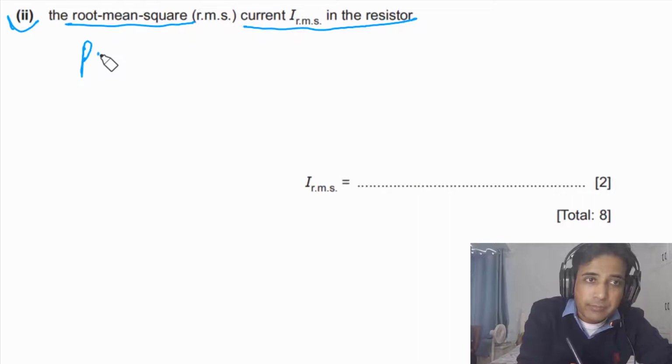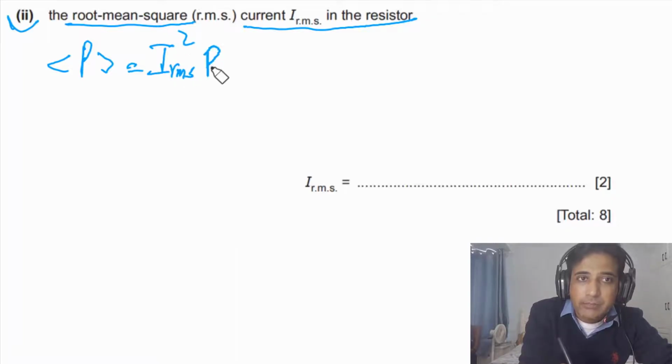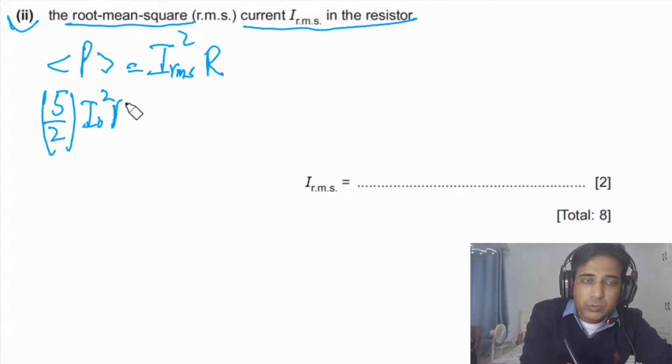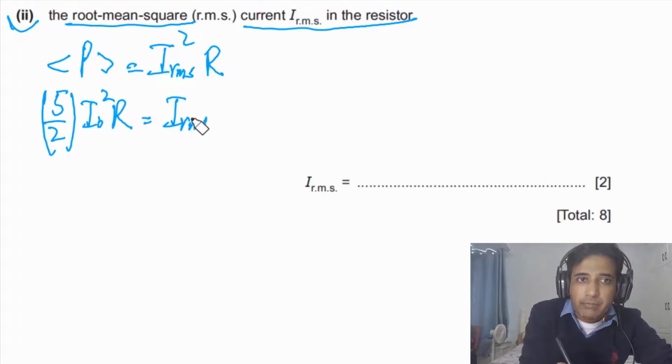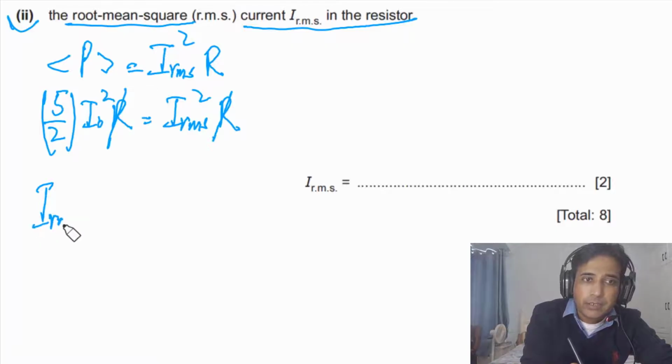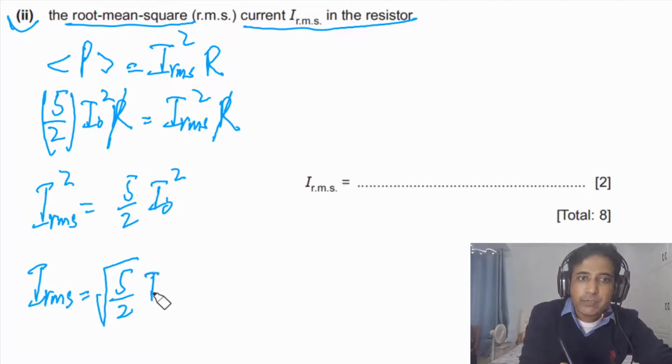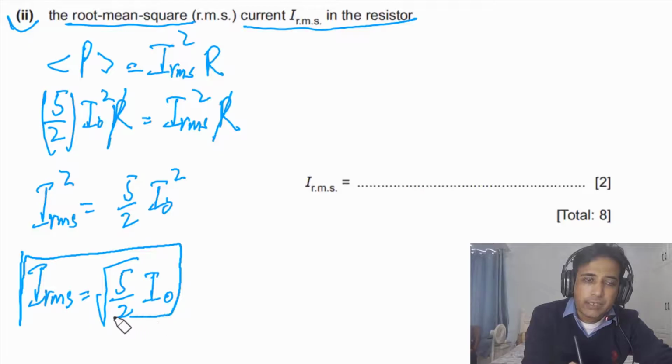We have already discussed that mean power for AC is equal to I RMS square times R, and value of mean power we have just calculated, so we can write down the value of mean power, that is equal to 5 by 2 times I naught square times R, and this is equal to IRMS square times R. So we can cancel this R with R, so we can rewrite here IRMS square will be equal to 5 by 2 I naught square. Now if we take square root on both sides, we will get IRMS equal to root of 5 by 2 times I naught. So this is value of IRMS.